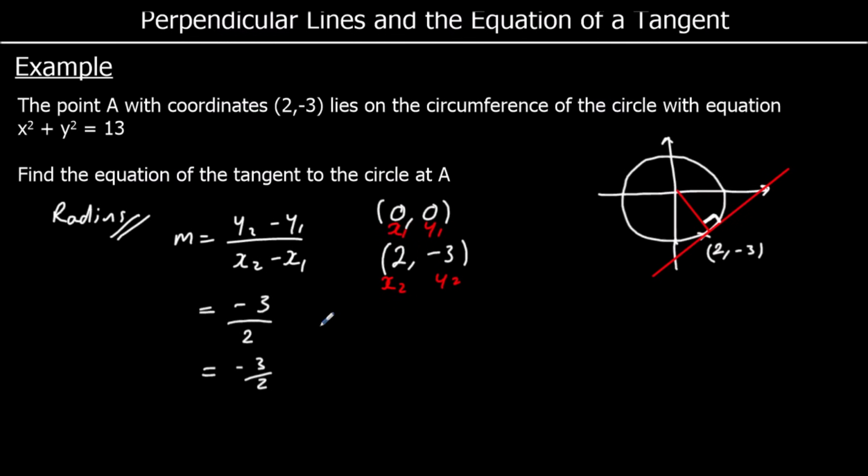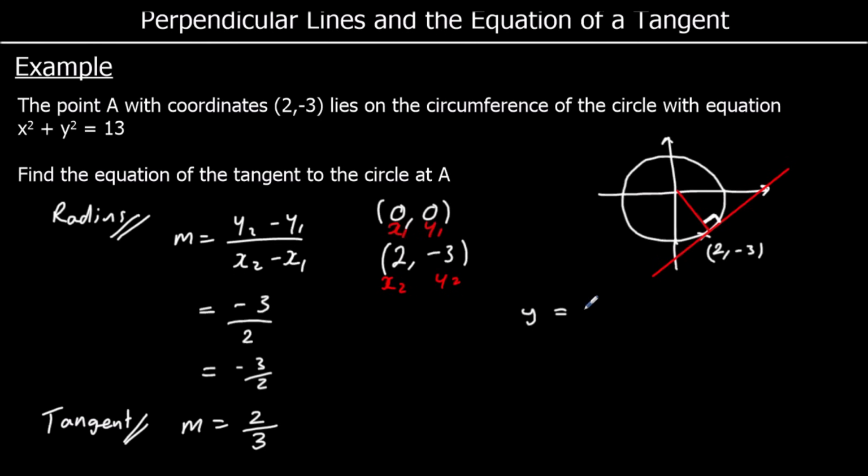So the gradient of the tangent is the perpendicular gradient, the negative reciprocal. So for the tangent, the gradient is going to be the negative reciprocal, so flip it and change the sign, which is 2/3. And we can also say that these two gradients, because they're perpendicular, multiply to make negative 1. So we've got the gradient of the tangent. We know the coordinates it goes through, (2, -3). So we can find the equation.